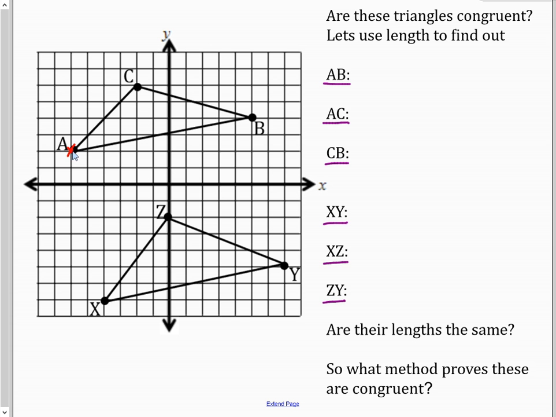So from here we count up 2, and we count over 1, 2, 3, 4, 5, 6, 7, 8, 9, 10, 11. And so to find AB, or the length of segment AB, would be 2 squared plus 11 squared. And that should be equal to AB squared. So go ahead right now and pause the video and actually calculate each of these 6 distances, please.